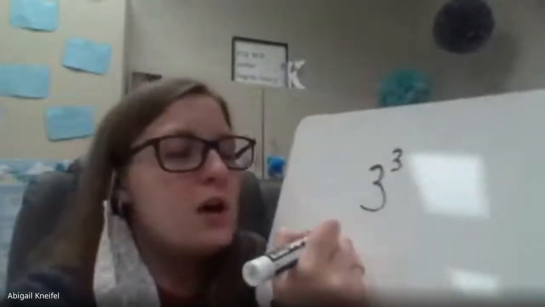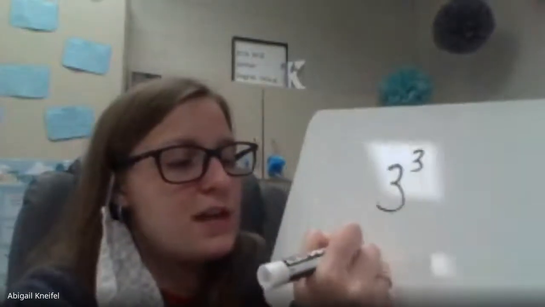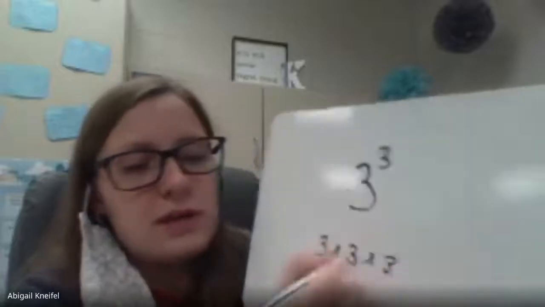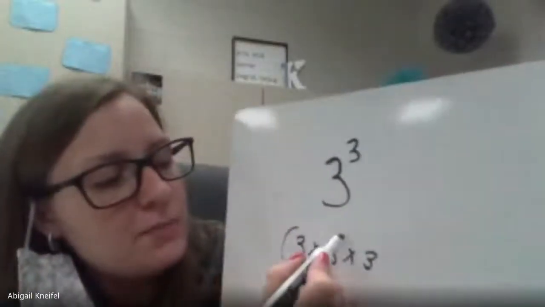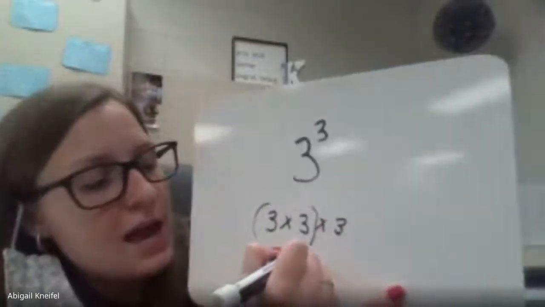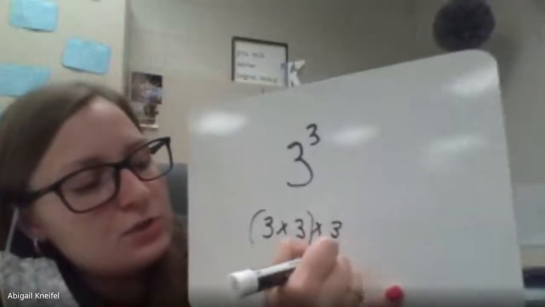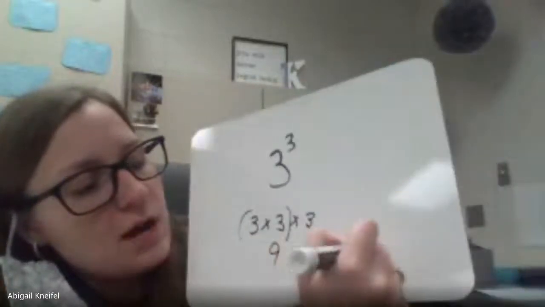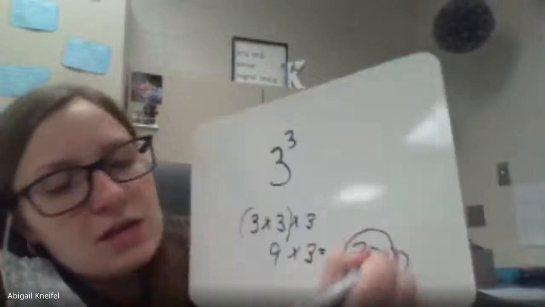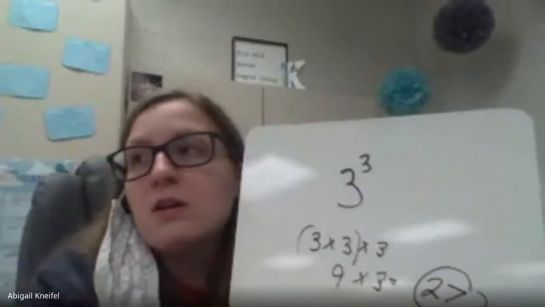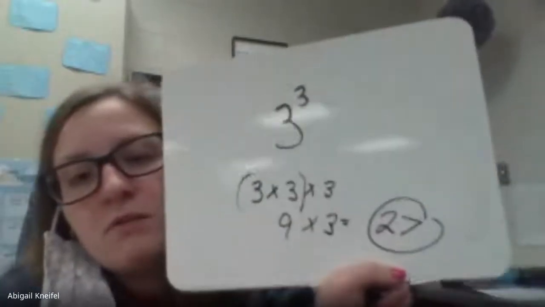All right. So the problem would look like this. 3 times 3 times 3. The first 3 times 3 I'm going to put in parentheses. That way I know I do that first, and that is 9. And then 9 times 3 equals 27. Give me a thumbs up if you got 27. Or if you didn't get 27, do you know where you made your mistake?